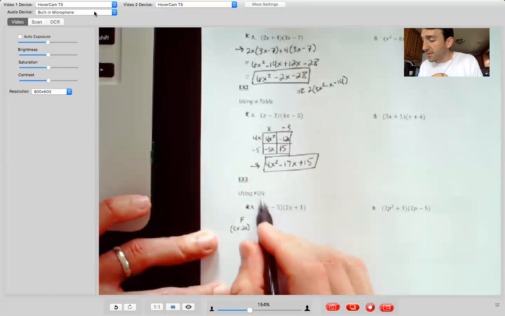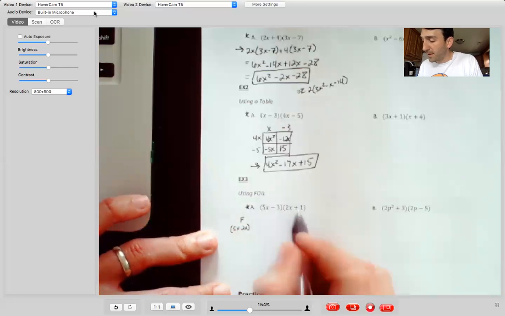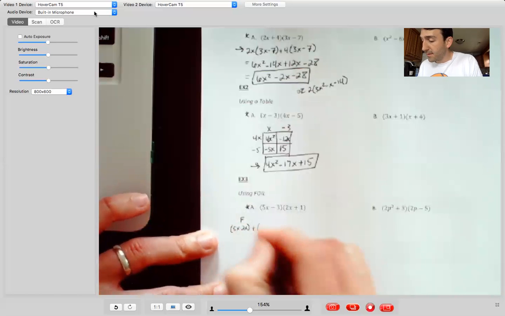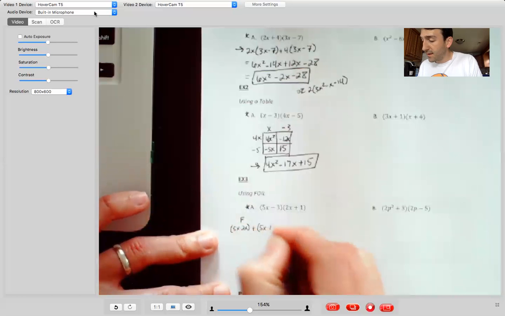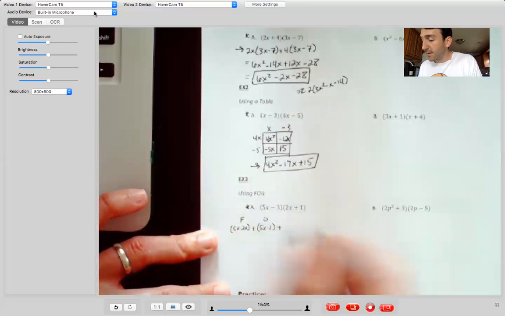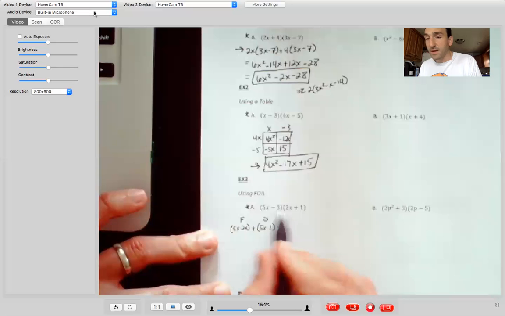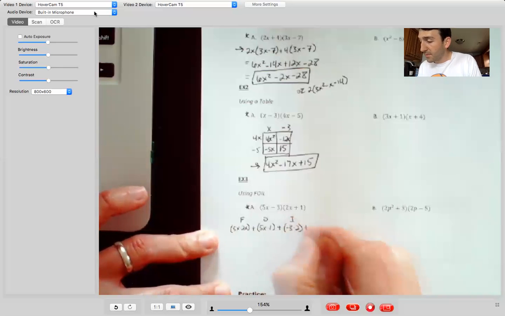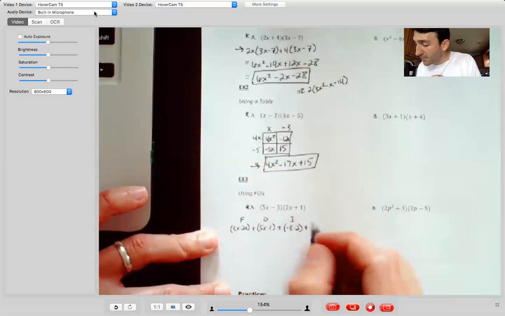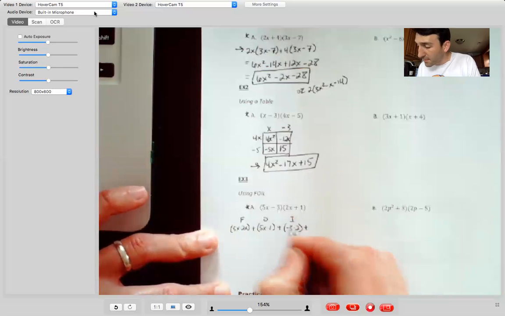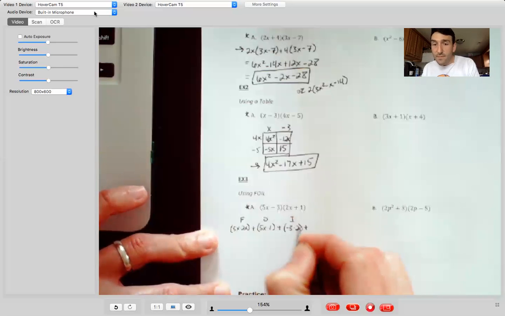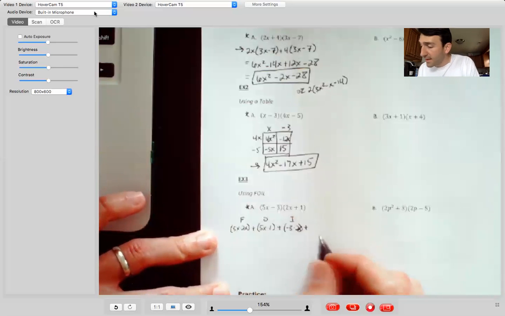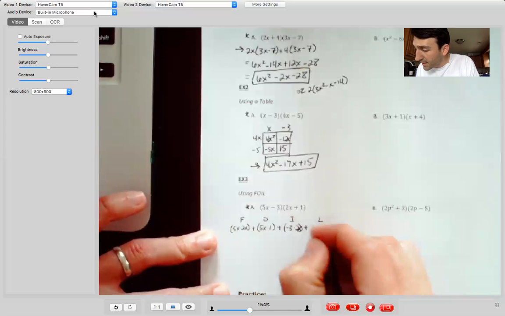Next letter is O, so outside terms. That'd be 5x and 1. So 5x times 1 plus the product of the inside terms, so negative 3 times 2. And then the last terms would be the negative 3 and the plus 1. Sorry, that inside should have been negative 3 times 2x. Sorry, my mistake. And then the last terms would be negative 3 times positive 1.